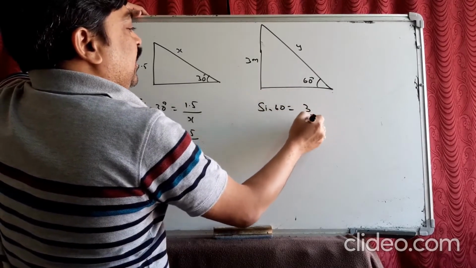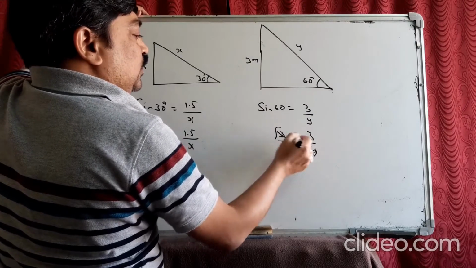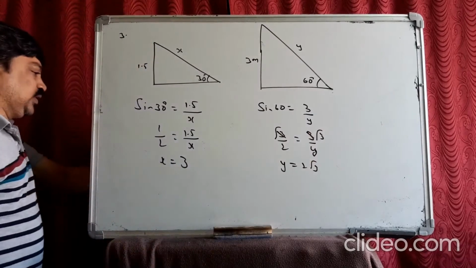Same concept we go with here. Sine 60 is 3 by y. This is root 3 by 2. 3 by y. I cancel root 3 with this root 3 times. So y is equal to 2 root 3. Okay.